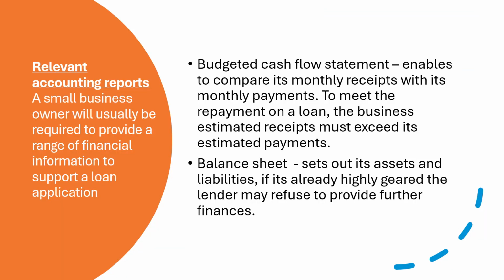Small business owners also need to provide other financial reports, such as budgeted cash flow statements and a balance sheet. The cash flow statement compares receipts and repayments, showing that the business can cover loan repayments. The balance sheet outlines assets and liabilities, and if the business is highly geared, meaning it relies heavily on borrowed funds, lenders may refuse additional finance.